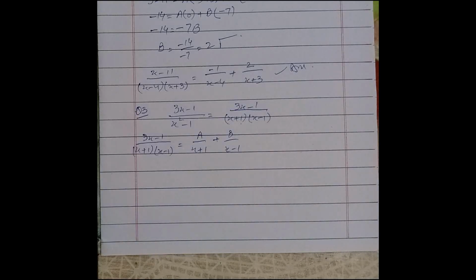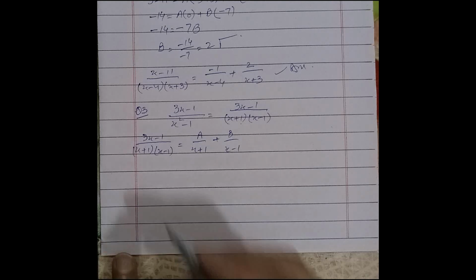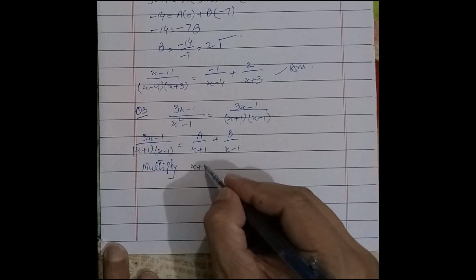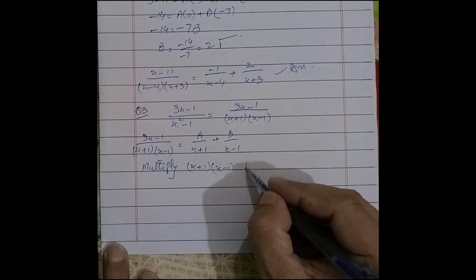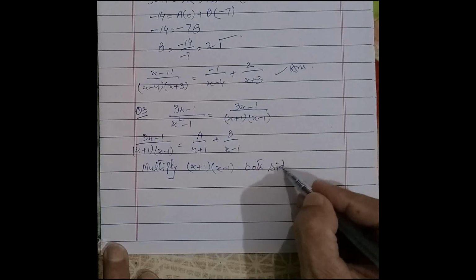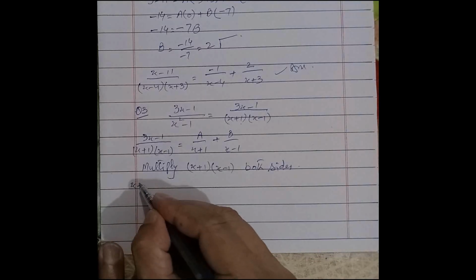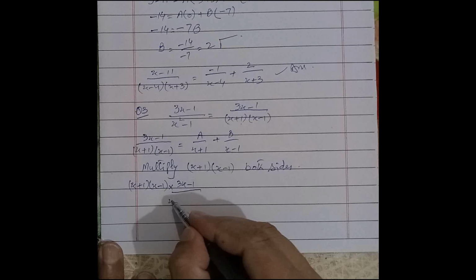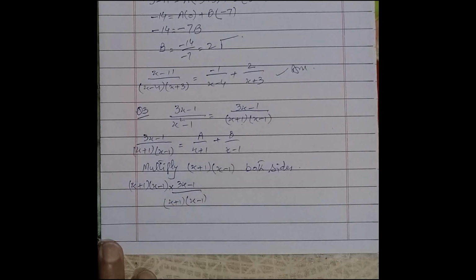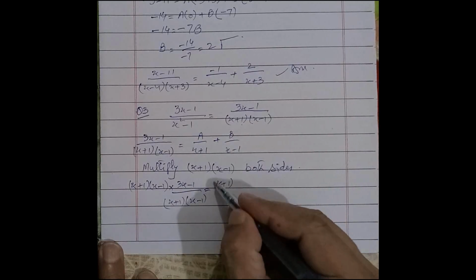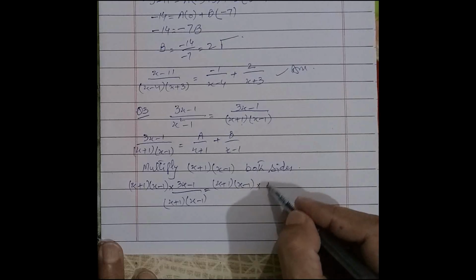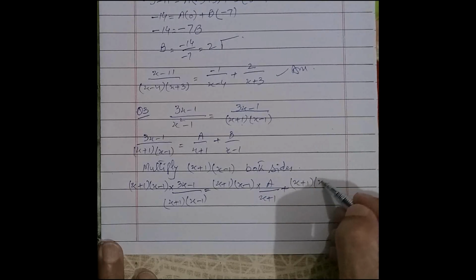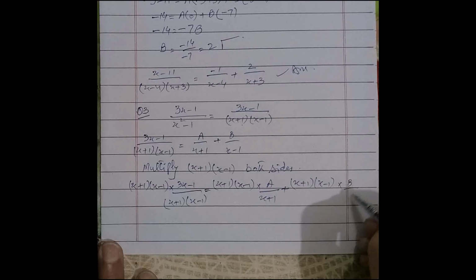And the third step is we multiply both sides by x plus 1 into x minus 1. We get x plus 1 into x minus 1 multiply by 3x minus 1 over x plus 1 into x minus 1 is equal to x plus 1 into x minus 1 multiply by a over x plus 1, and the second value is x plus 1 into x minus 1 multiply by b over x minus 1.